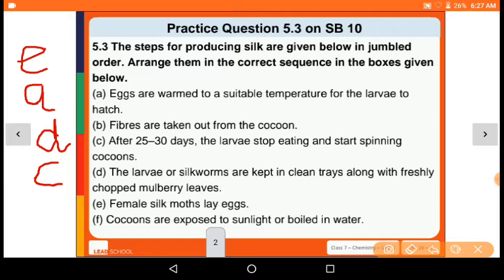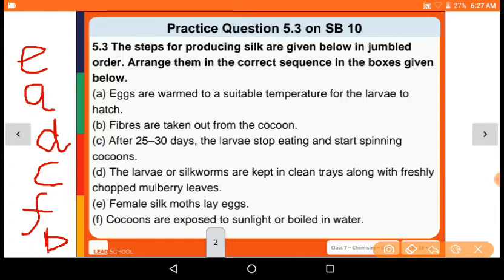Then after cocoon, we will boil it and then we will take out fibers from the cocoon. So that boiling part is F. So cocoons are exposed to sunlight or boiled in water, and then fibers are taken out from the cocoon, that make fabrics. So option number B at last. Fibers are taken out of the cocoon.